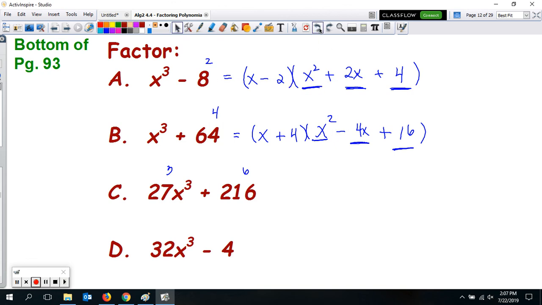So if we factor out a 27 from this, 27 comes out, and that leaves us just with the x to the 3rd. And then 216 divided by 27 was 8, which is also a perfect cube number.